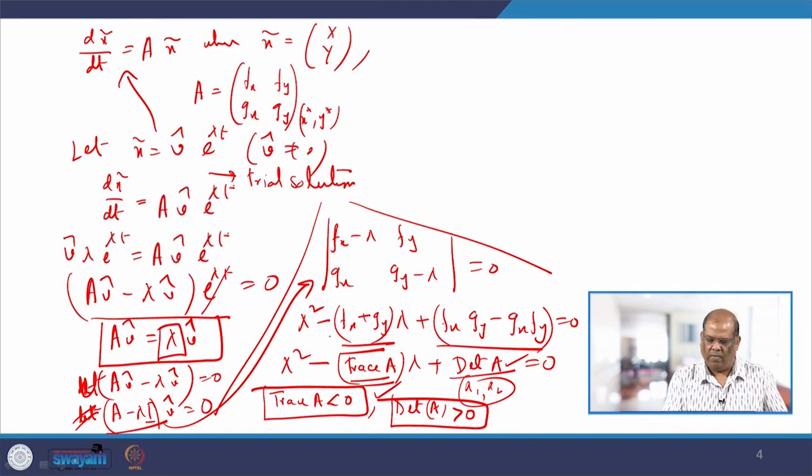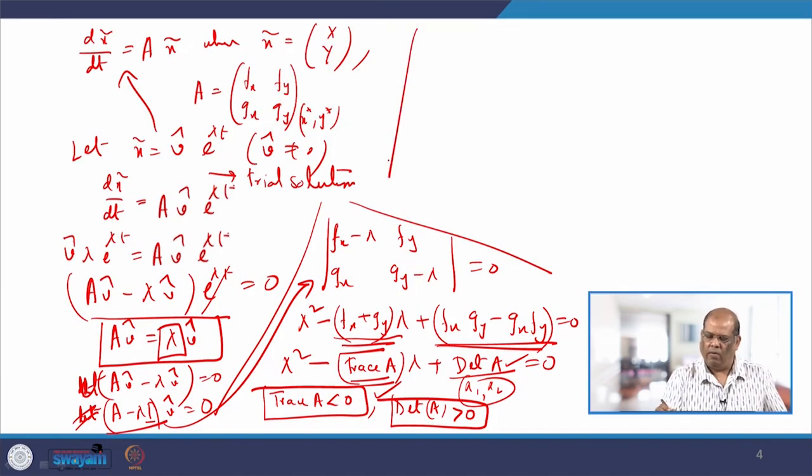You can remember them as a formula also, or you can straight away derive, because anyway you have to find this matrix A and find the eigenvalues. If you can straight away find the eigenvalues, just see whether both of them are negative or not. If both of them are negative, then your system is stable. If it is not, that means if one of them is negative and one of them is positive, or both are positive, in either case the system is unstable.